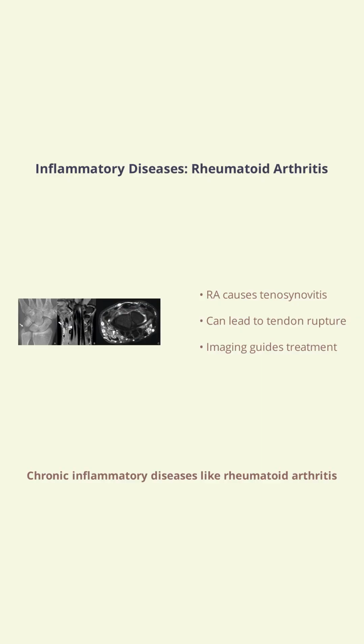Chronic inflammatory diseases like rheumatoid arthritis, RA, frequently affect the wrist tendons, leading to tenosynovitis and, in severe cases, tendon rupture. RA targets the synovial tissue, causing swelling, pain, and sometimes bone erosion. Imaging, especially MRI and ultrasound, is vital for early detection, monitoring disease progression, and guiding treatment decisions.